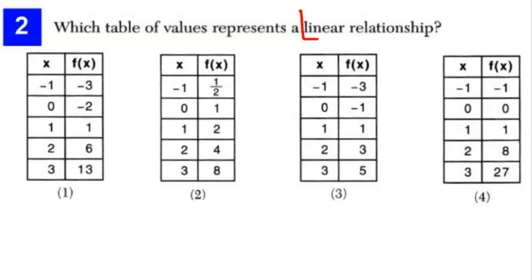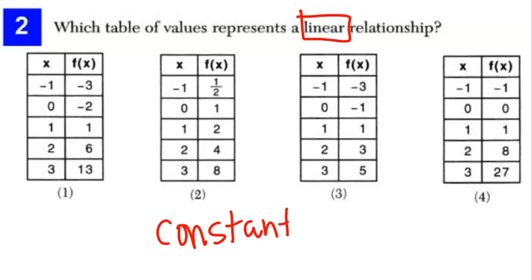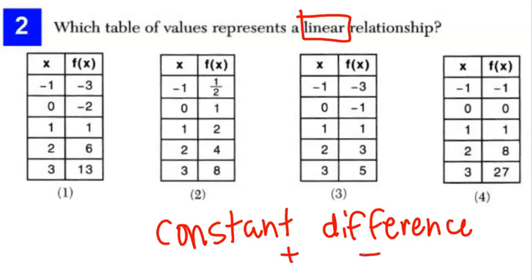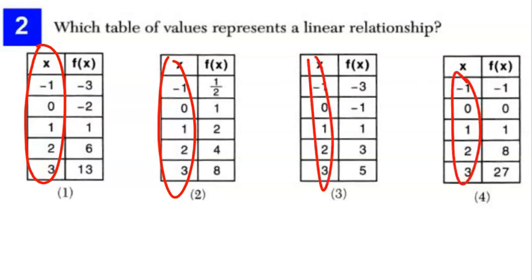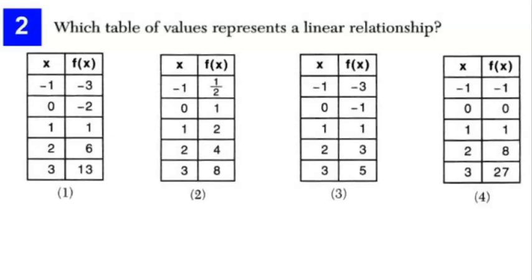This question asks you which table is a linear relationship. Linear relationships have a constant rate of change, also known as a constant difference. So that means you need to be adding or subtracting the same value every time, as long as the change in the x values is constant. Right? So all of these have the same x values. They're all increasing by 1. So we can focus solely on the outputs.